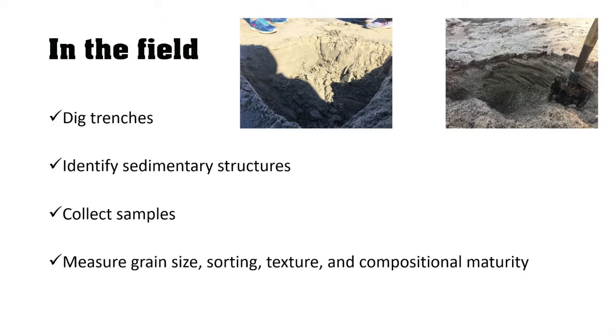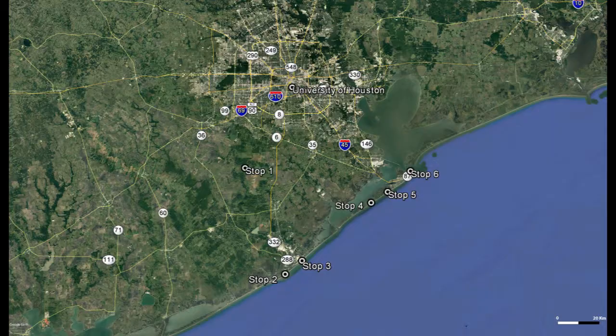And then what we call compositional maturity. And this is the change of the sediment with respect to how much quartz versus other minerals there are. So if it's all quartz, we call it compositionally mature. If it has a lot of other materials, then it's compositionally immature. And this has to do with weathering, and you probably learned about this in your geology class.